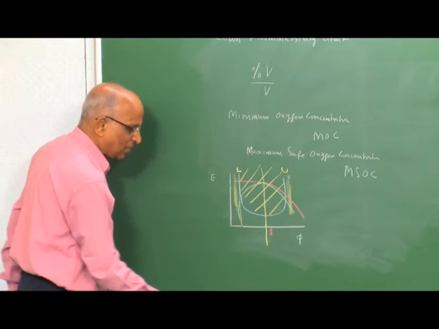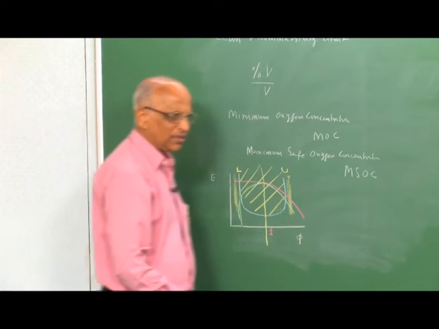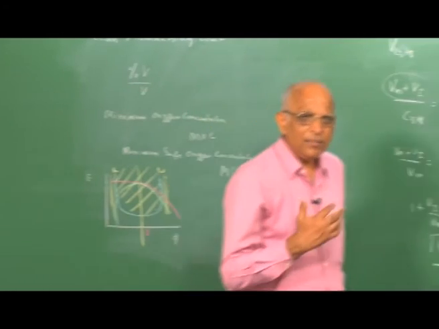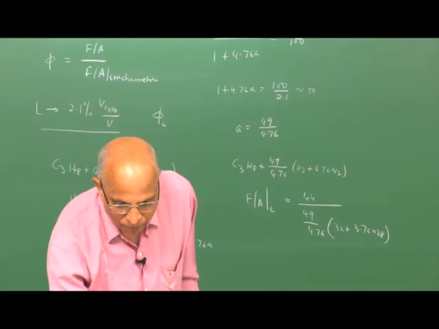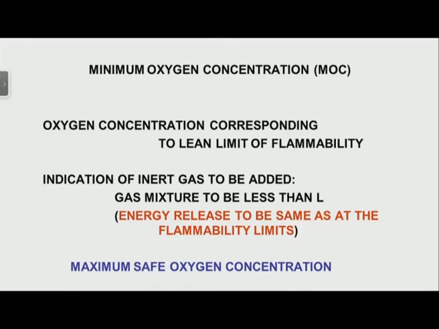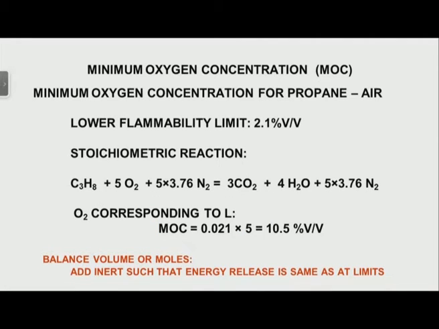Therefore, can I put L in terms of a minimum oxygen concentration? Let's go through one particular example. The lean limit of flammability can also be expressed in terms of the minimum oxygen concentration, that is, the oxygen concentration corresponding to the lean limit of flammability is spoken of as minimum oxygen concentration. Let's take an example before I examine this.